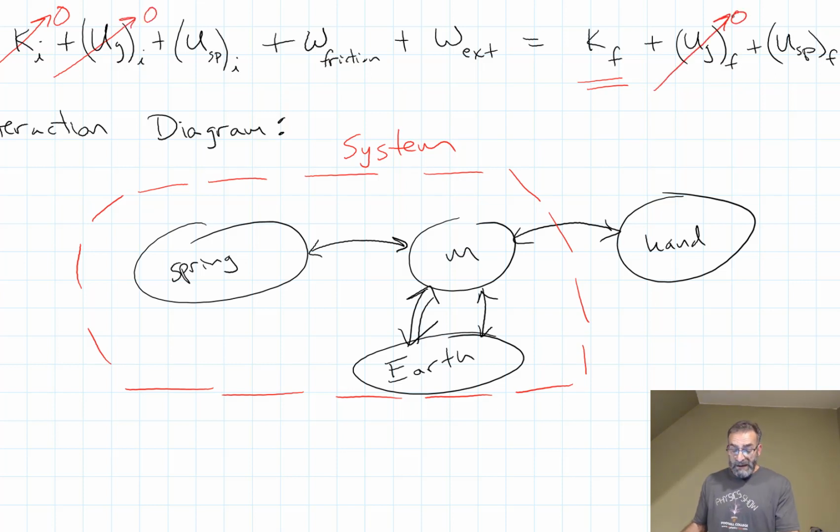At the beginning of the problem, my spring is not stretched or compressed. It's at its equilibrium position. If it's at its equilibrium position, it's not storing any energy. This is zero. At the end, it is stretched. So I'm going to need a term U spring final to account for the energy in the spring at the end of my problem. And I'm going to have work done by friction, and I'm going to have work done by an external force because I've got a hand reaching into my system doing work.